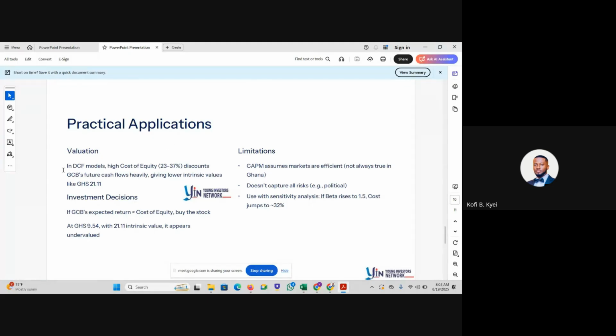Practical applications in valuation: in DCF models, a high cost of equity discounts future cash flow heavily, giving lower intrinsic values. So if GCB's expected return is higher than the cost of equity, buy the stock. At 9.54 with a value of 21.11, it appears undervalued. This is the real scenario that I applied in my analysis.